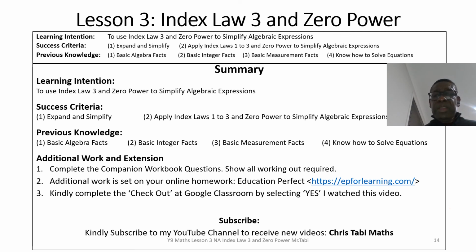So to summarize, we looked at index law 3 and we looked at the zero power. Our success criteria was to expand and simplify, and also to apply index laws 1, 2, and 3, and the zero power to simplify algebraic expressions.